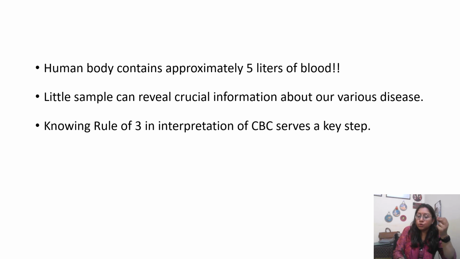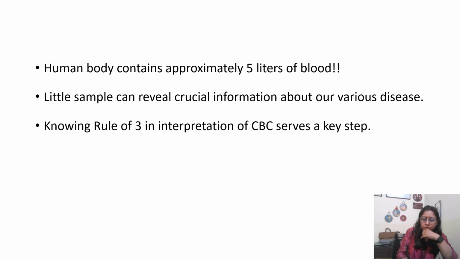So see, just know the importance of CBC. I previously also had recorded lectures on CBC. I'll share it. So just see human blood. The human body has 5 liters of blood, correct? And even a drop of sample, you know how much sample is taken for your blood test. So a little sample can reveal crucial information about various entities, diseases. So rule of three basically serves as a key step. Basically you can say it's like a mental practice, to have a clue about the working condition of the machine, or whether there is any underlying pathological condition going on in the patient.